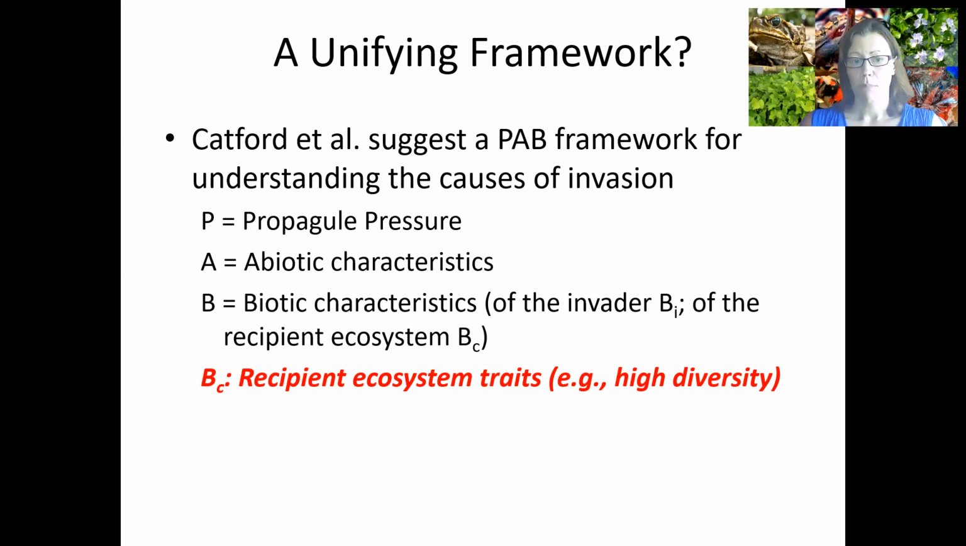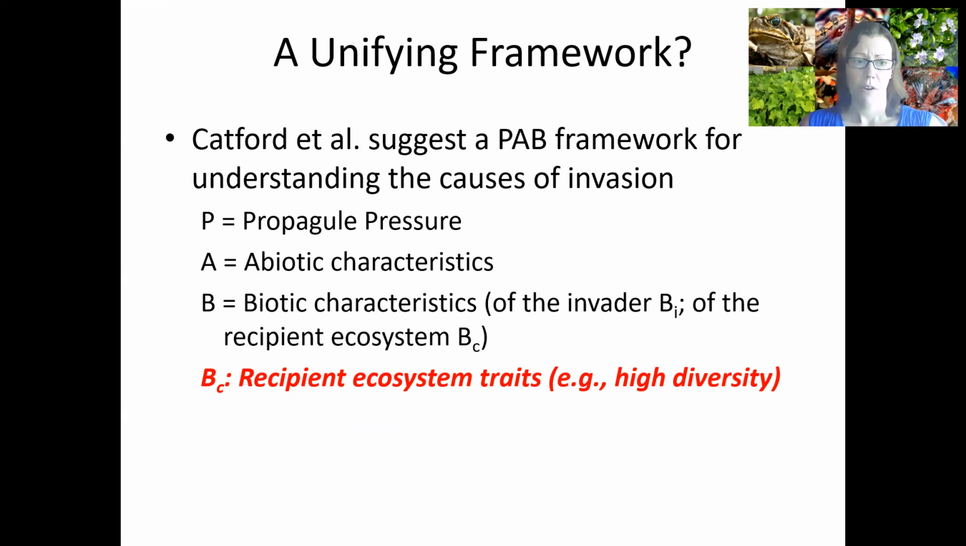One of the biggest things that gets measured and tested for biotic traits of the recipient ecosystems is something called biotic resistance. So this question of if you have higher diversity in your native ecosystem, are you likely to resist the invasion? And there are lots of other questions about how the invader and the invaded community are interacting and whether that could help or hinder an invasion.